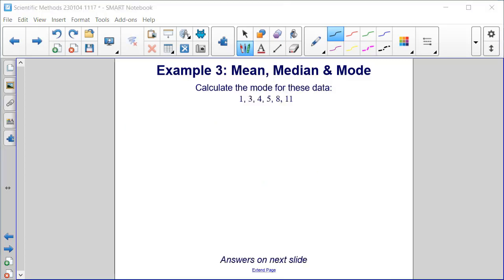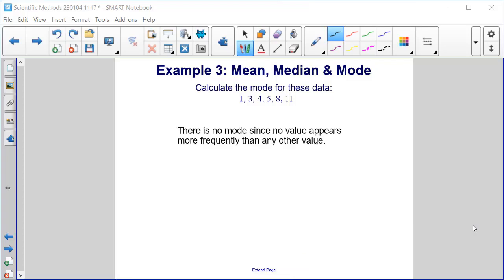Example 3, calculate the mode for these data. 1, 3, 4, 5, 8, 11. There is no mode in this case since no value appears more frequently than any other value.